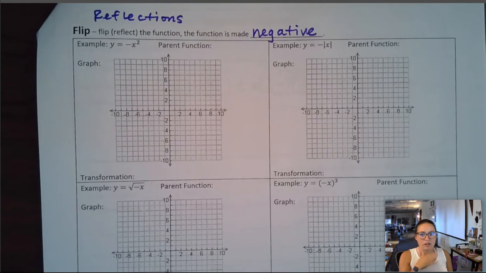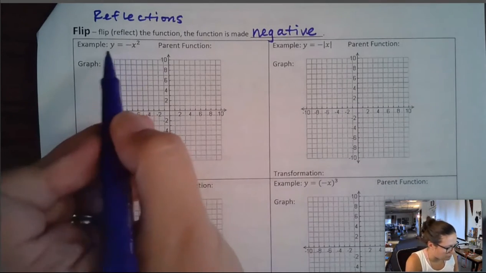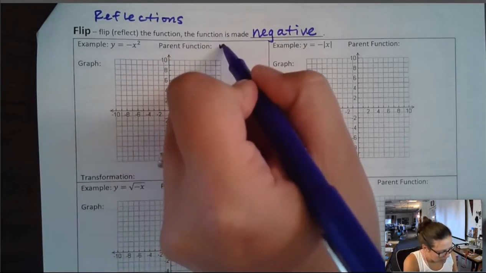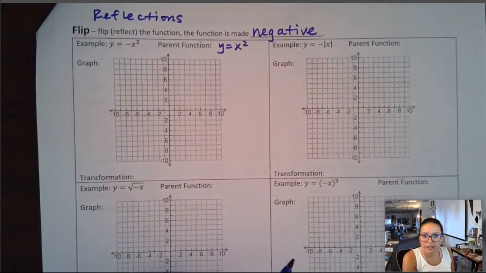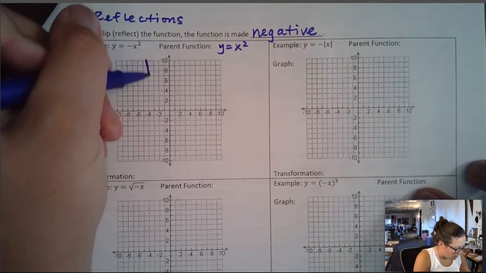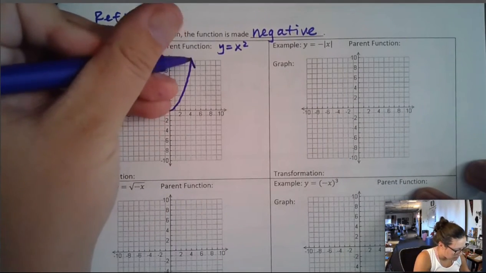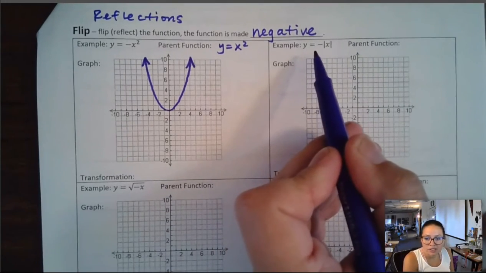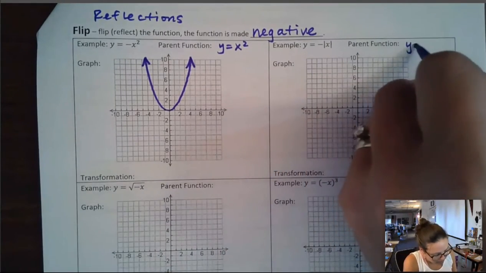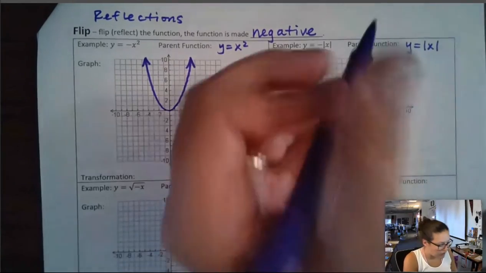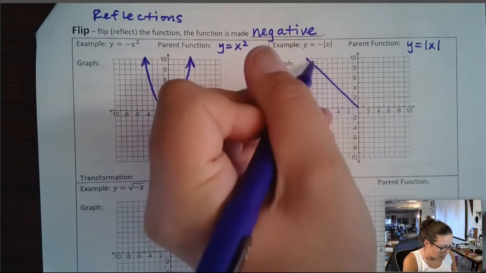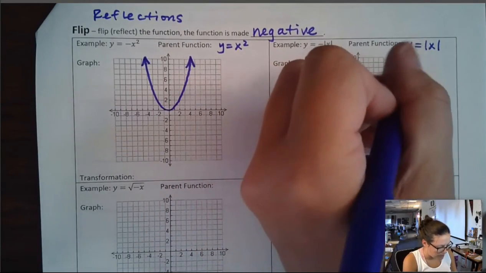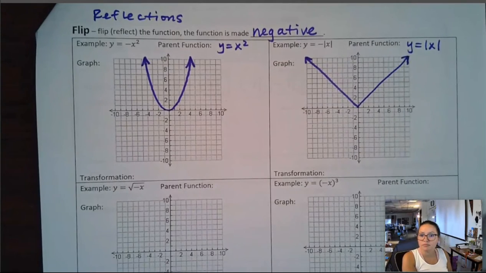Okay, so once again, let's go through these examples and identify the parent functions. Here we have y equals negative x squared. That's just based on y equals x squared. And hopefully by now we're learning what some of these graphs look like. Let's just graph that parent function right off the bat. Next, we have y equals negative absolute value of x. Our parent function is the absolute value function, which makes a v. Absolute value makes a v. V for value.